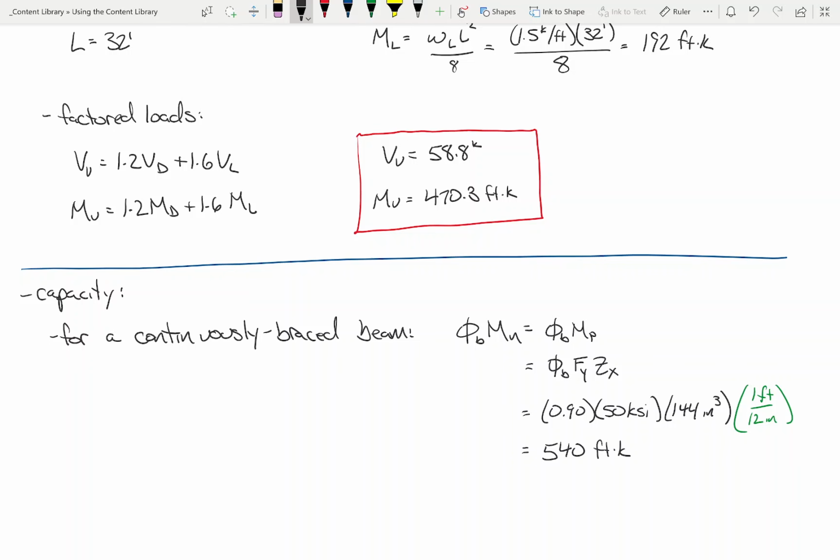Because here we've got phi Mn is 540 foot kips, and we have Mu, which was what, 470.3 foot kips. Okay, so that means that's okay. Remember how we would calculate an efficiency? Another term for an efficiency is a performance ratio. So if you see me write performance ratio, that's what that is. If I divide the two, if I take 470 divided by 540, I get 0.871. Okay?